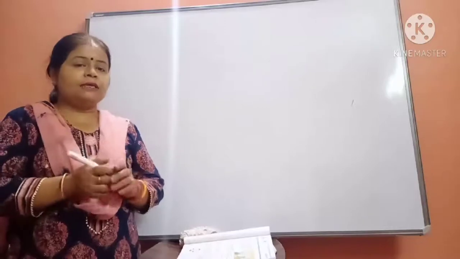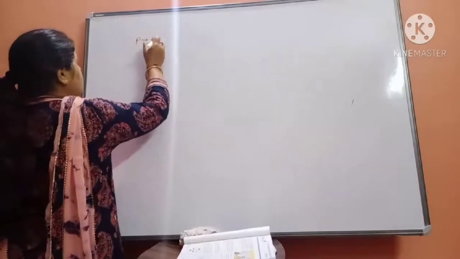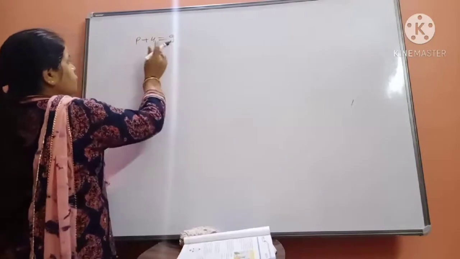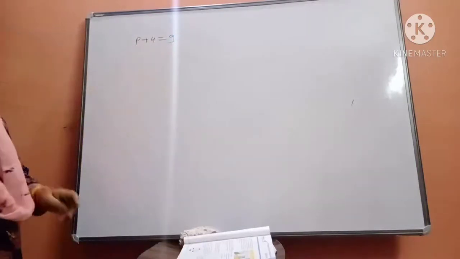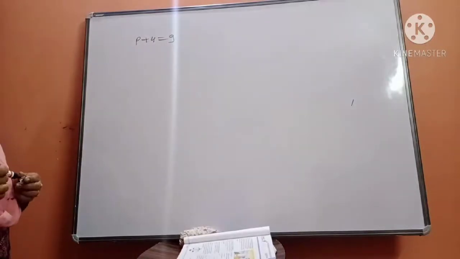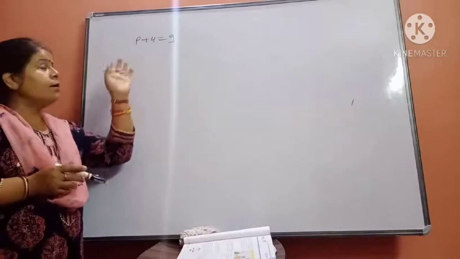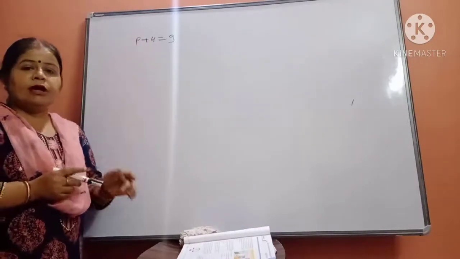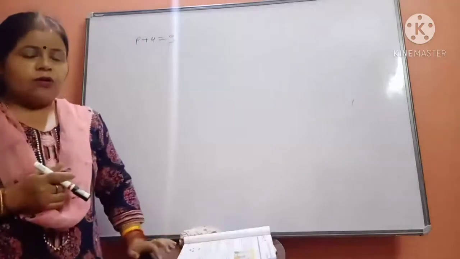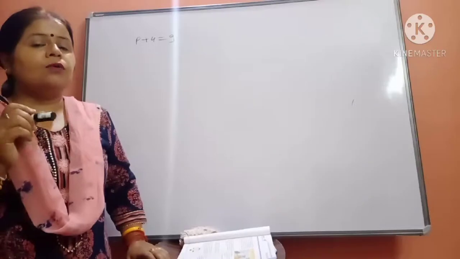Suppose we have an equation like p plus 4 is equal to 9. Its left hand value and right hand value are equal. What is the aim behind this equation? We have to find the value of this unknown p. Variables mean unknown values, so we have to find the value of p.